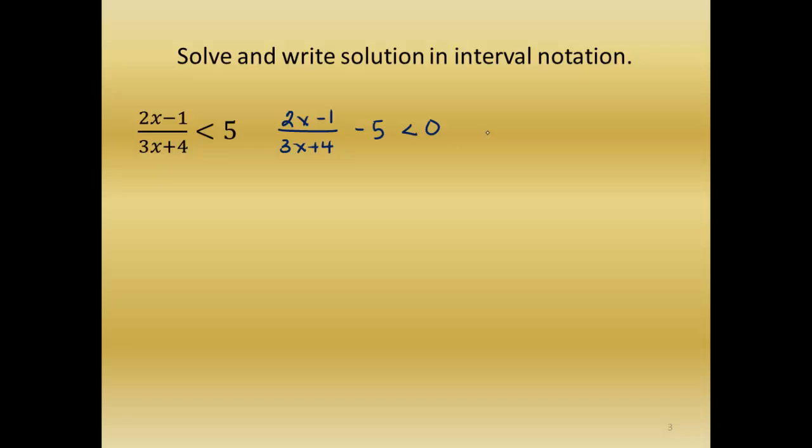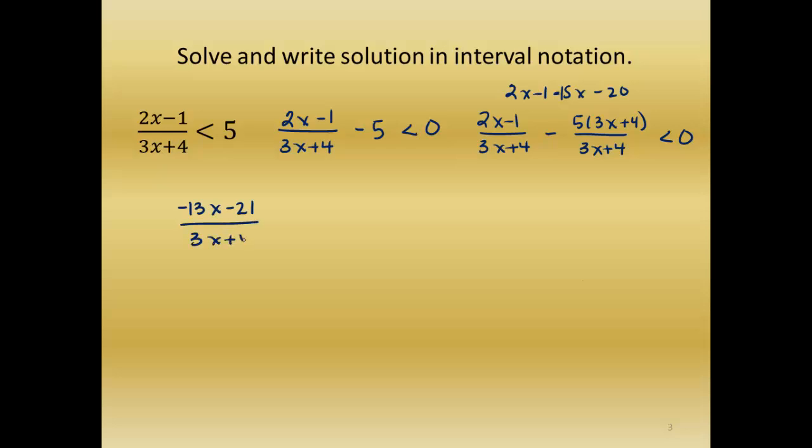Next, we're going to find a common denominator. Our common denominator is 3x plus 4. 2x minus 1 and 5 times 3x plus 4. I'm going to distribute and write this as a single expression. 2x minus 1 minus 15x minus 20. As a single expression, this is written as -13x minus 21 all over 3x plus 4, and that is less than 0.